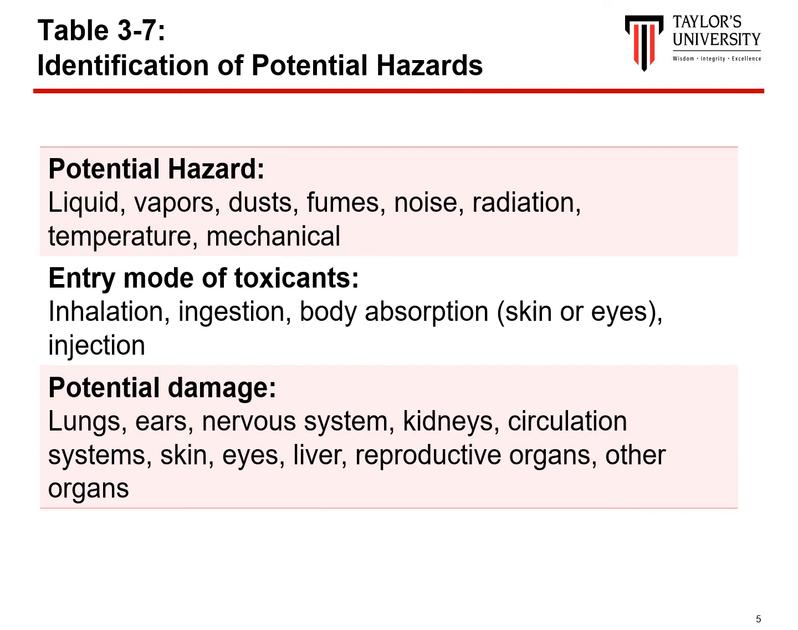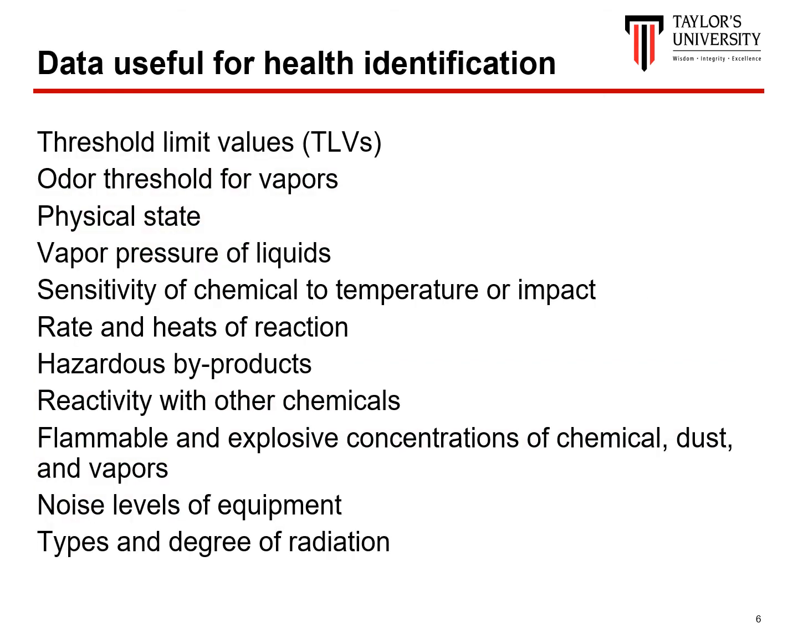During the identification steps, the potential hazards and methods of contact are identified and recorded. As shown in these slides in Table 3.7, the potential hazards are numerous, especially because the listed hazards can also act in combination. This list of potential hazards, together with the required data for hazard identification, is commonly used during the identification steps of the industrial hygiene process, as can be shown in this table here, the data useful for health identification.